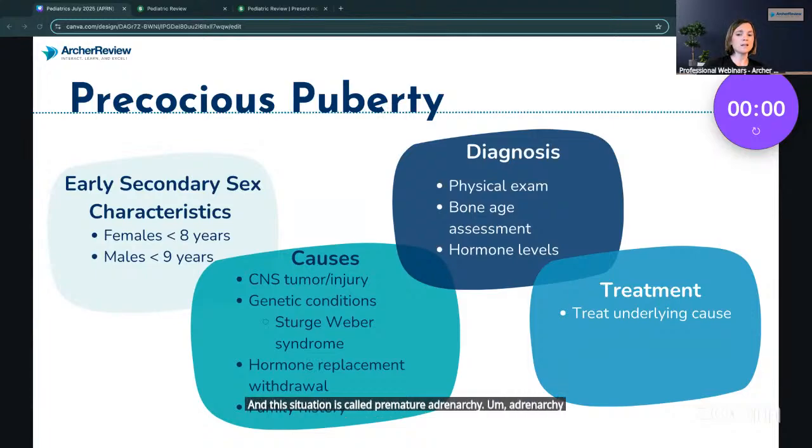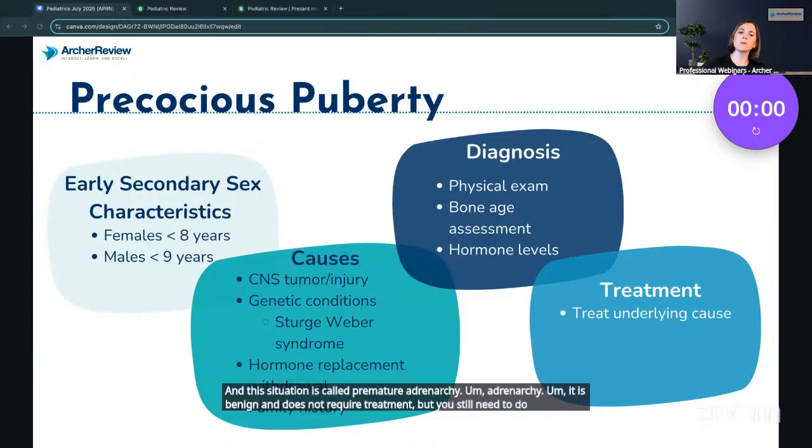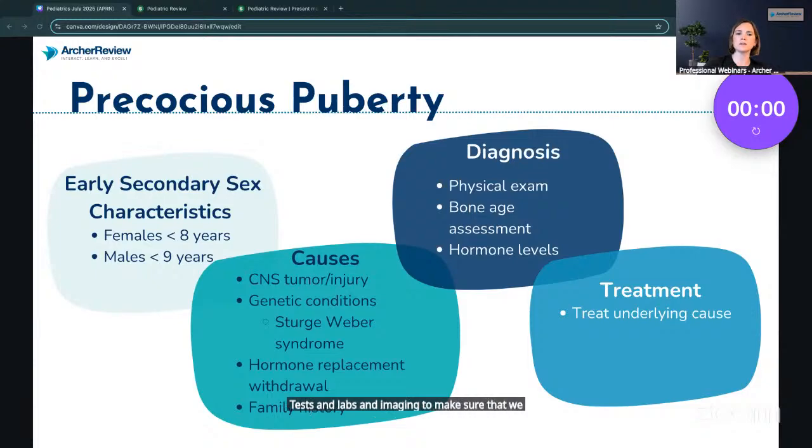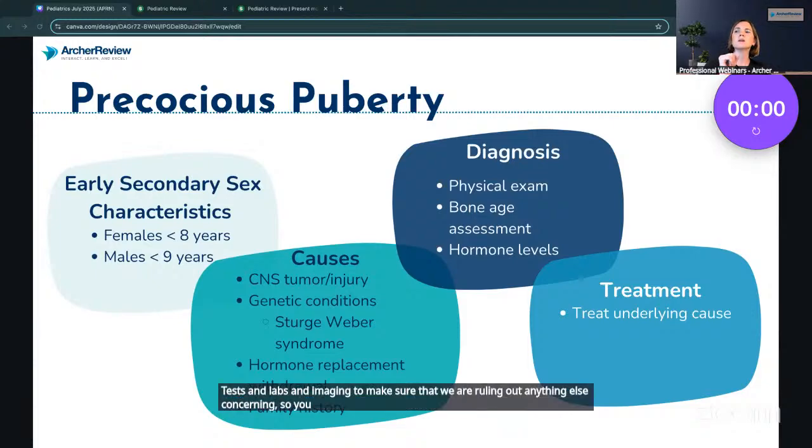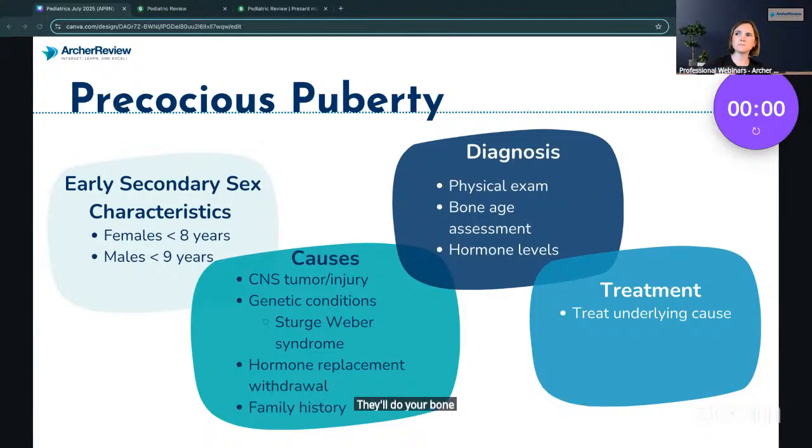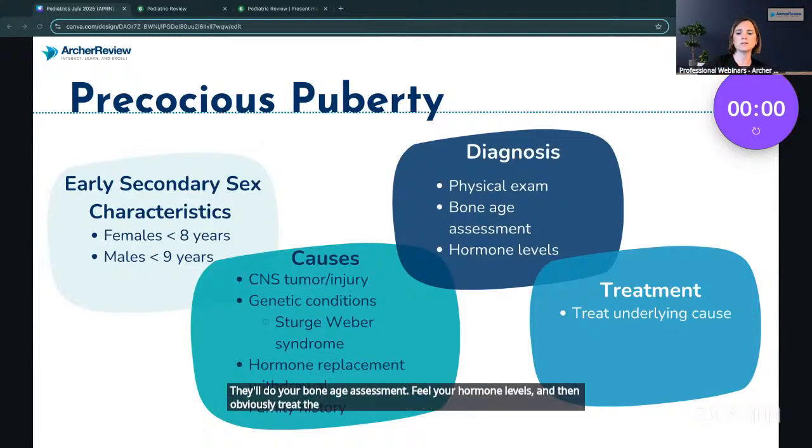It is benign and does not require treatment, but you still need to do the proper tests and labs and imaging to make sure that we are ruling out anything else concerning. So you'll do a physical exam, you'll do your bone age assessment, you'll do your hormone levels, and then obviously treat the underlying cause.